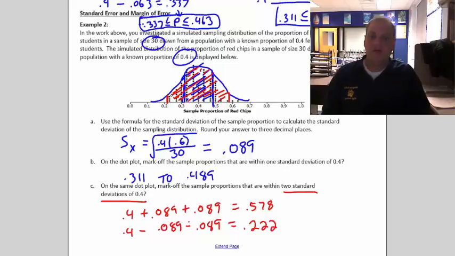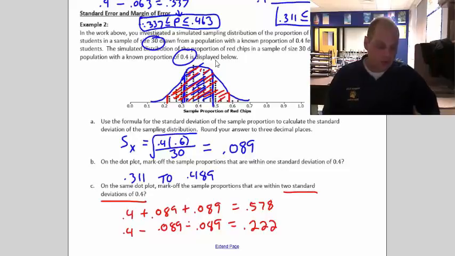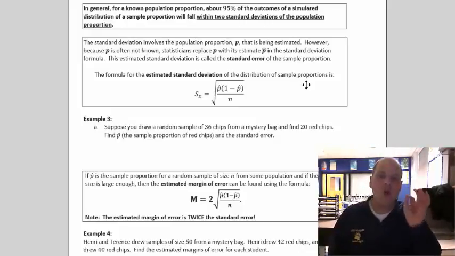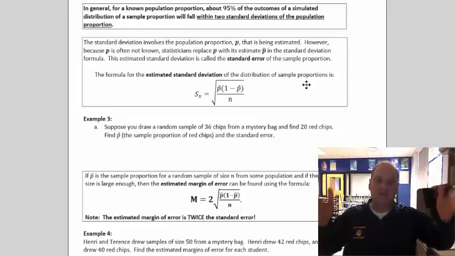As you could tell, almost everything is within 2 standard deviations of the mean. There's only a couple. The only ones that didn't fall within that range are right here. These couple right here. Almost everything fell within 2 standard deviations of the mean. And that is one of the main points of statistics. Everything we do in statistics is, in general, for a known population proportion, it's always going to be the case that about 95% of the outcomes in a simulated distribution are going to fall within 2 standard deviations of the mean.